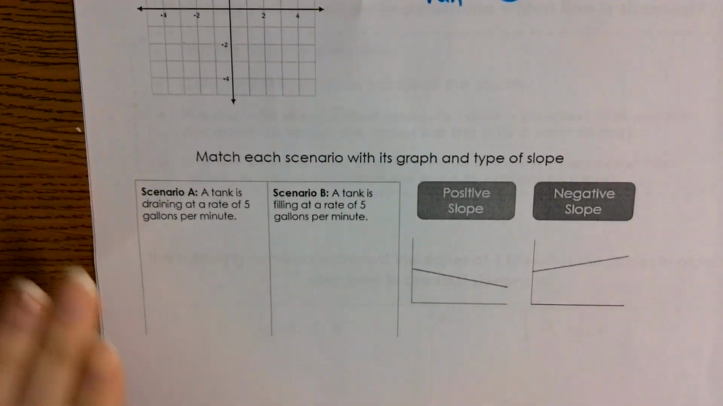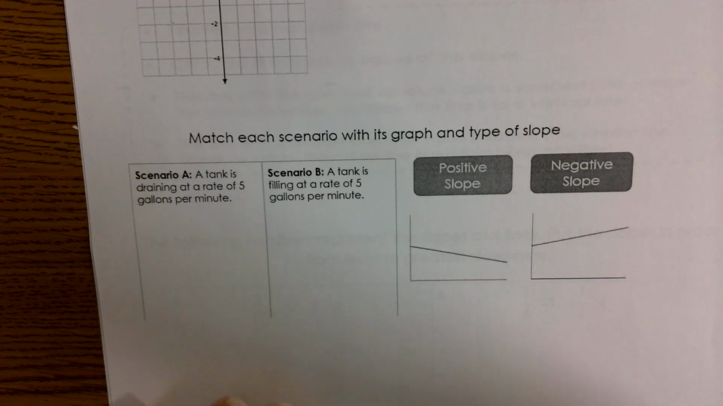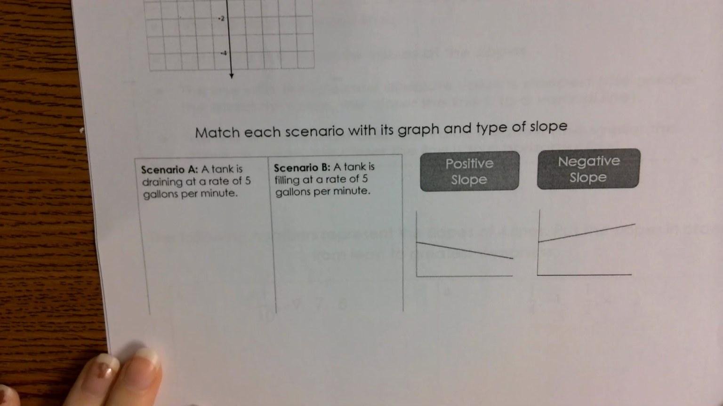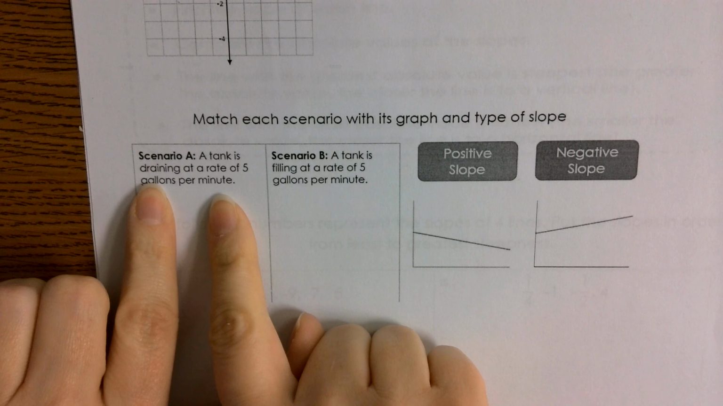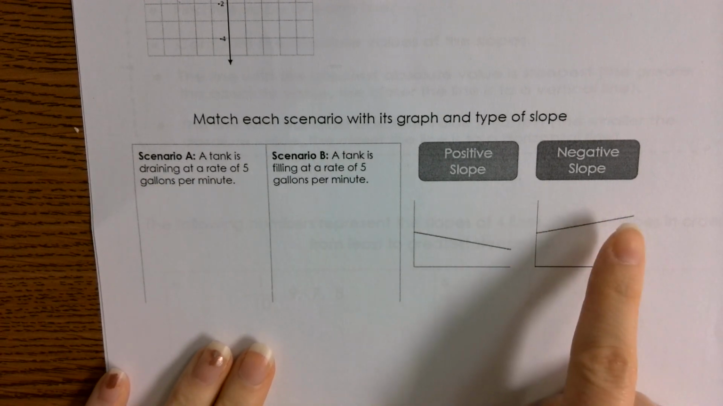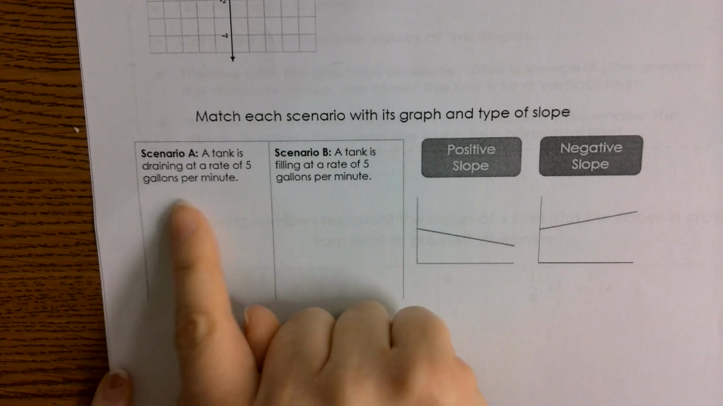Okay, let's go ahead and continue on. Here, we're going to match each scenario with its graph and the type of slope that it potentially could have. So we're given a scenario. You're going to identify whether that scenario represents a positive slope or a negative slope. So let's take a look.